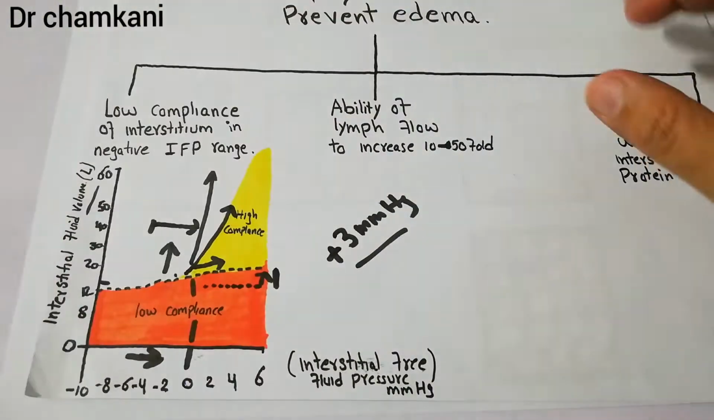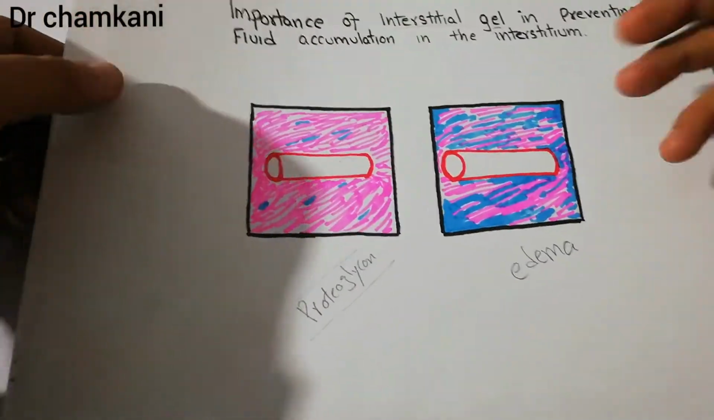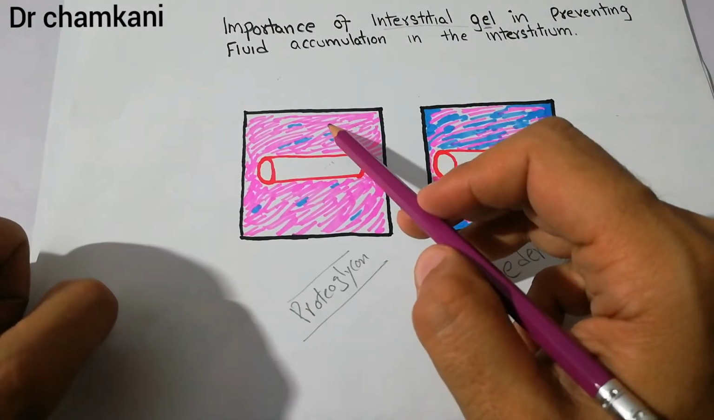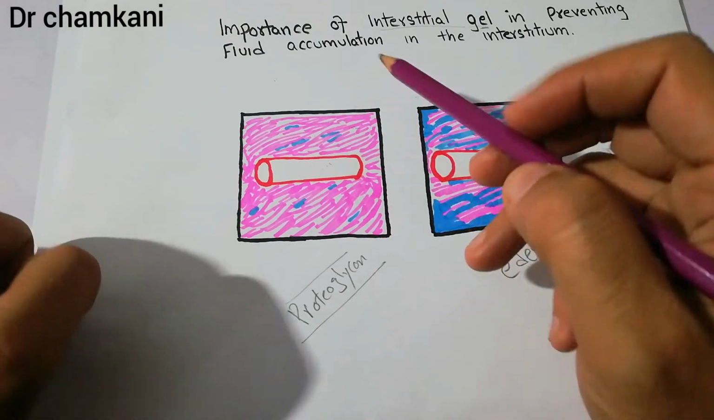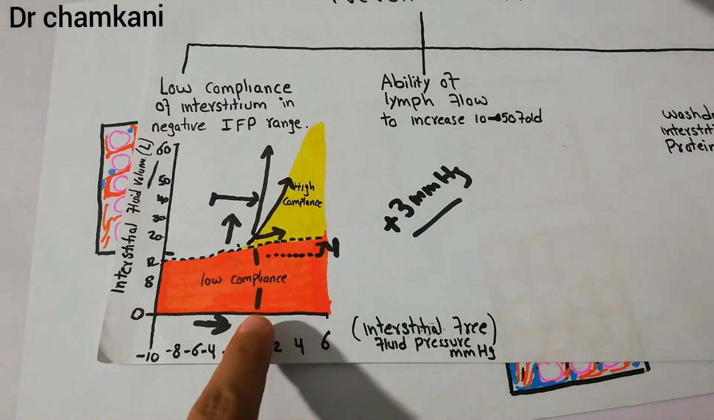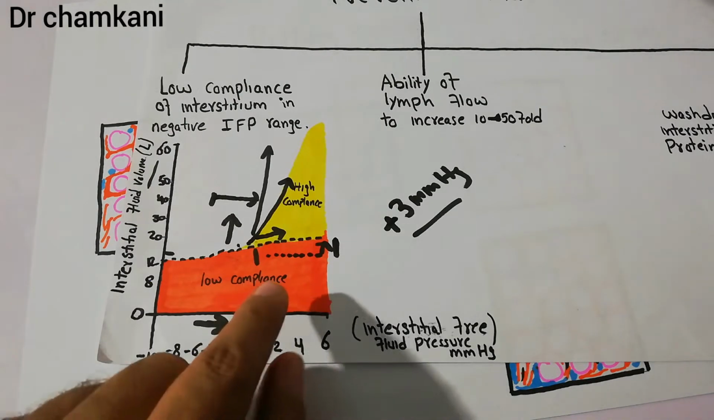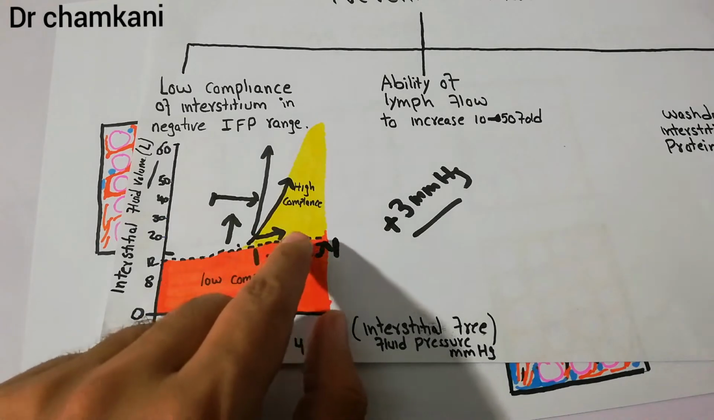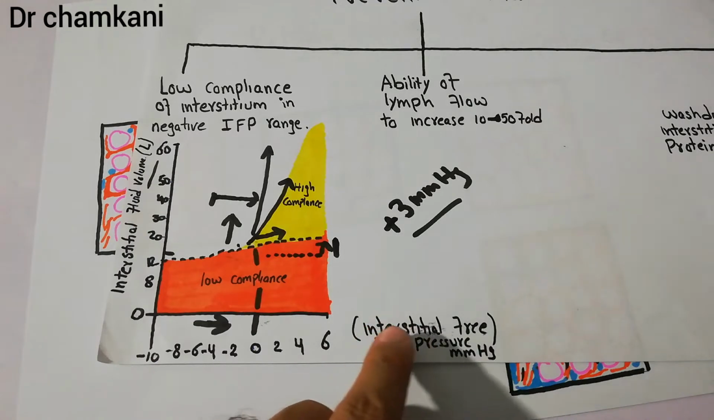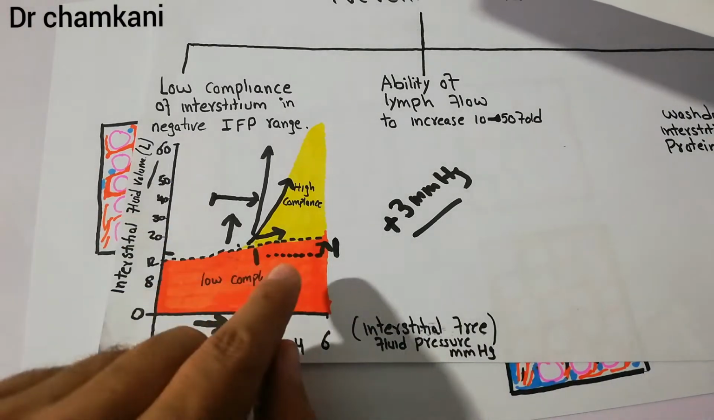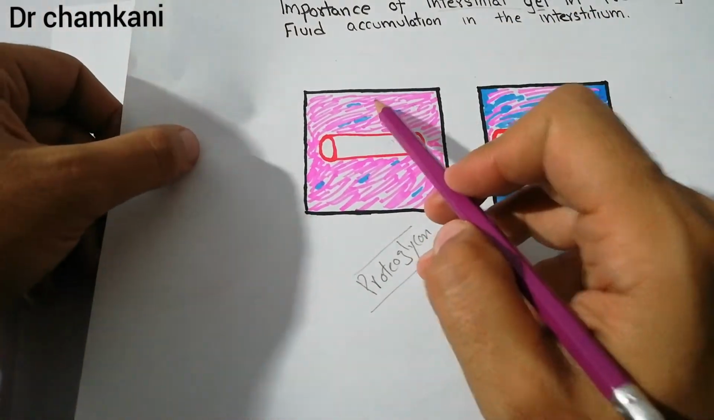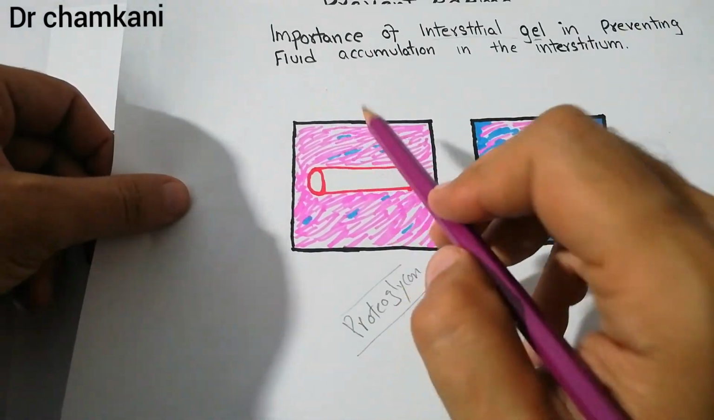Now, we discussed that the interstitium normally is in gel form, and the interstitial gel means that the fluid in the interstitium is in small pockets of proteoglycans, and it is not allowed to move freely. When the interstitial fluid pressure reaches the positive or zero level, after that there is a rapid accumulation of fluid in the interstitium, and the interstitial fluid volume increases with much less increase in the interstitial fluid pressure, and hence the compliance of the interstitium increases. Now initially, the interstitial gel prevents the accumulation of fluid in the interstitium.